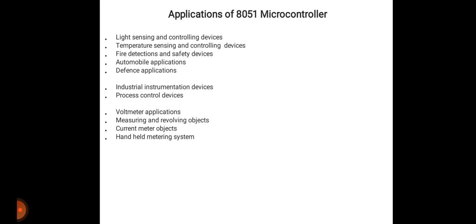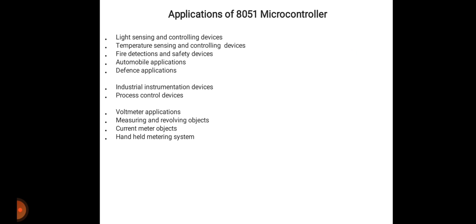The next one is applications. What are the applications of 8051 microcontroller? Here are some applications which are mainly used in day-to-day life and in industrial applications also. First of all, we will see the day-to-day life applications. There are light sensing and controlling devices, then temperature sensing and controlling devices, then fire detection and safety devices, automobile applications, defense applications. These are some day-to-day life applications.